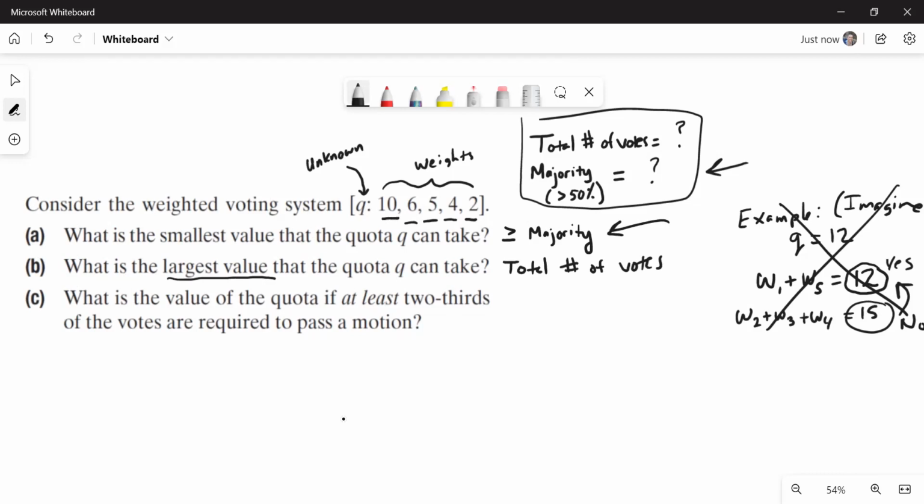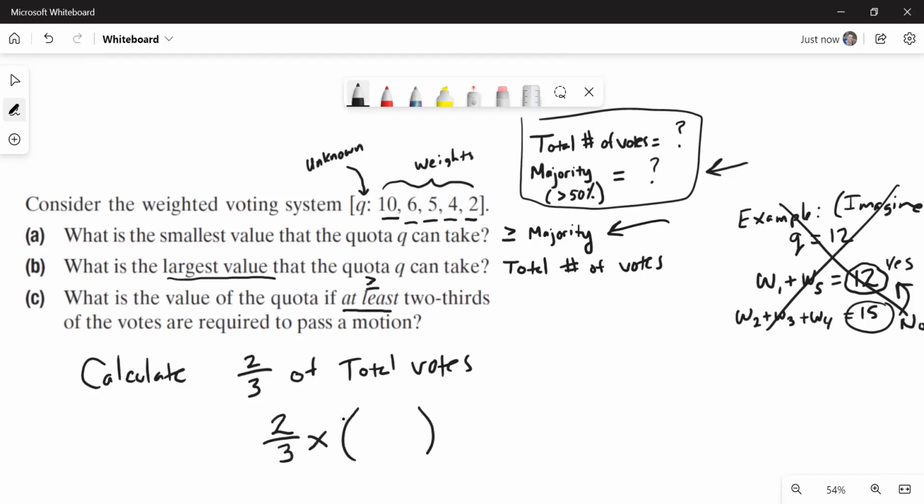And C, what is the value of the quota if at least 2/3 of the votes are required? Now that phrase "at least" means greater than or equal to, right? So it could be equal to 2/3 or more. So what we need to do is calculate 2/3 of the total number of votes. And the way that's done, you can use the calculators to take 2/3 times that total number of votes. All right, and use a calculator for that.